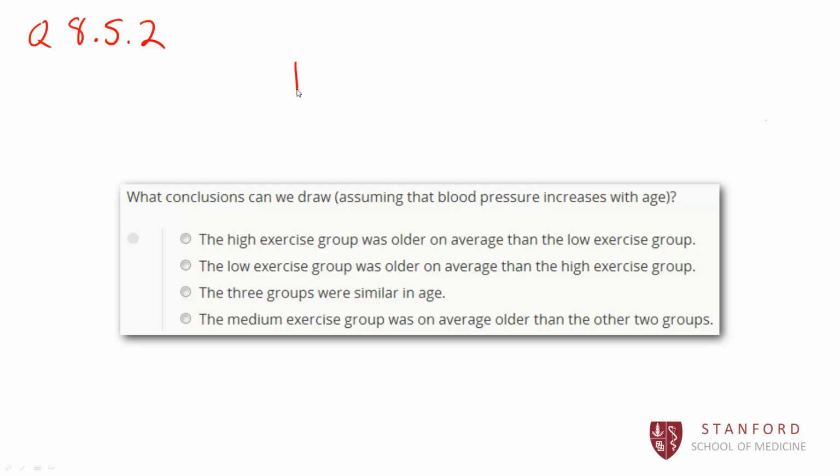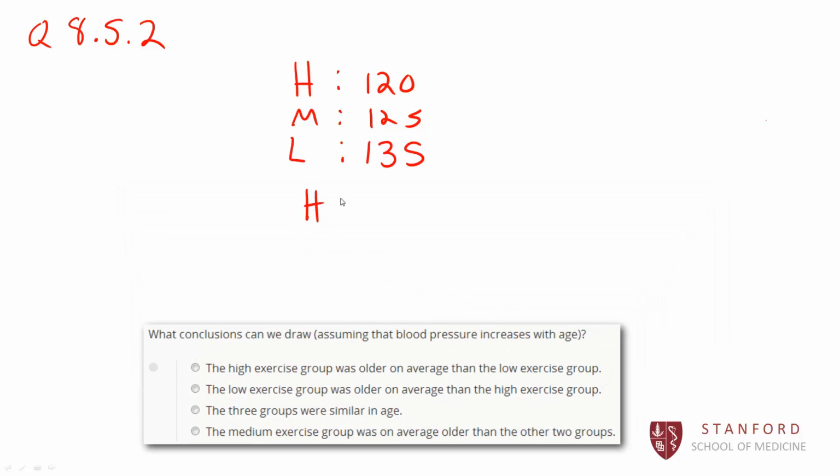In this next question, we're given unadjusted means for 3 groups, the high, medium, and low exercise groups for blood pressure. They were 120, 125, and 135. So the lowest exercising people have higher blood pressure. We then adjusted those data for age. The adjusted estimates for the mean then become 115, 125, and 140. So what we notice is that when you adjust for age, the disparity between the 3 groups actually increases. It looks like there's an even bigger difference between especially the high and low exercise groups.